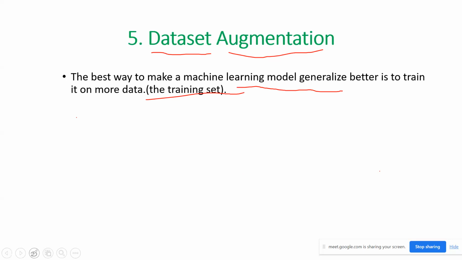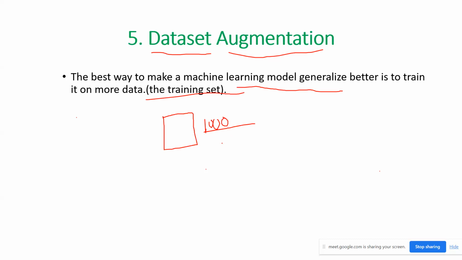That means increasing the data. How are we increasing the data? Because we have only a limited data set. Say for example, I have only 1,000 images. With these 1,000 images, it is very difficult to predict the output.